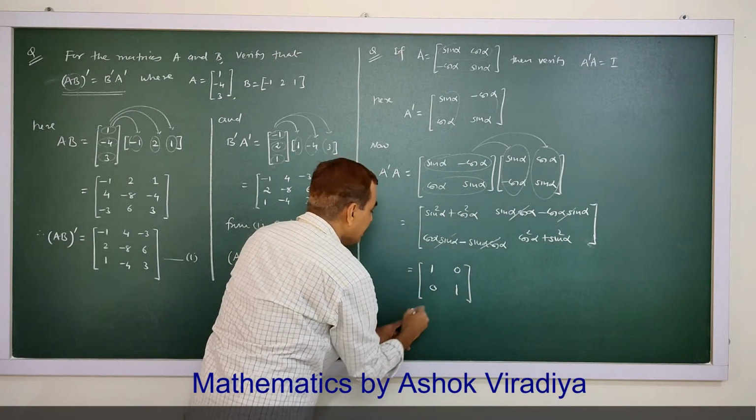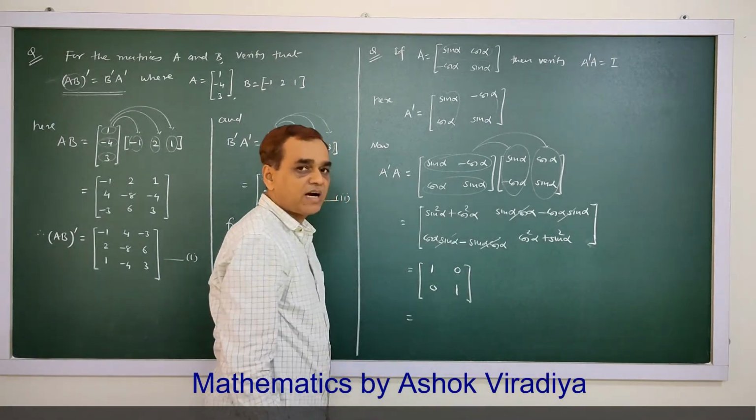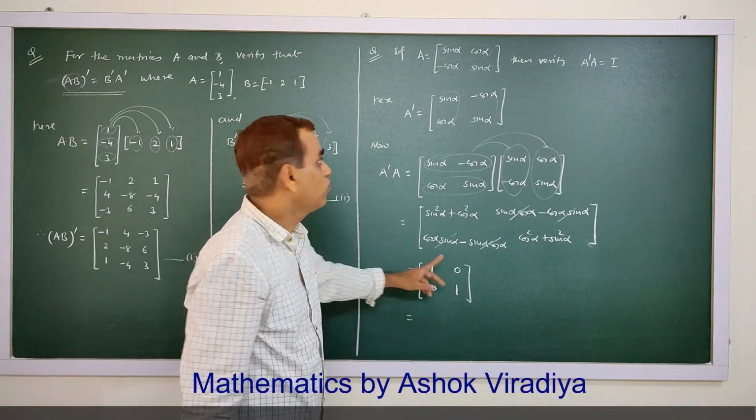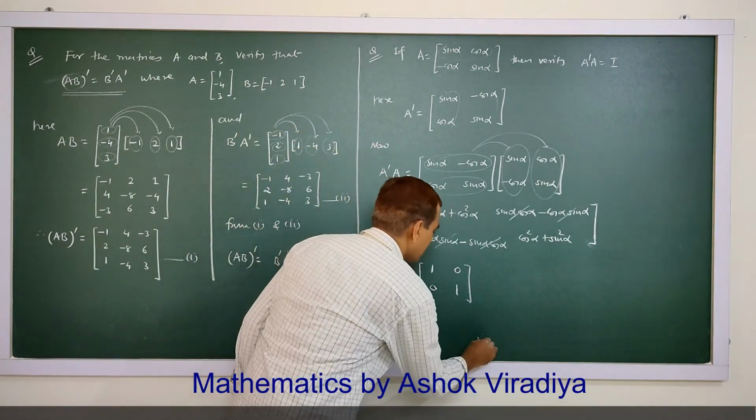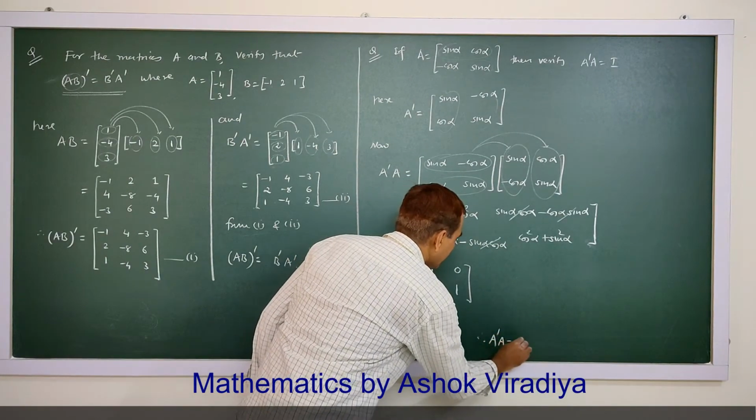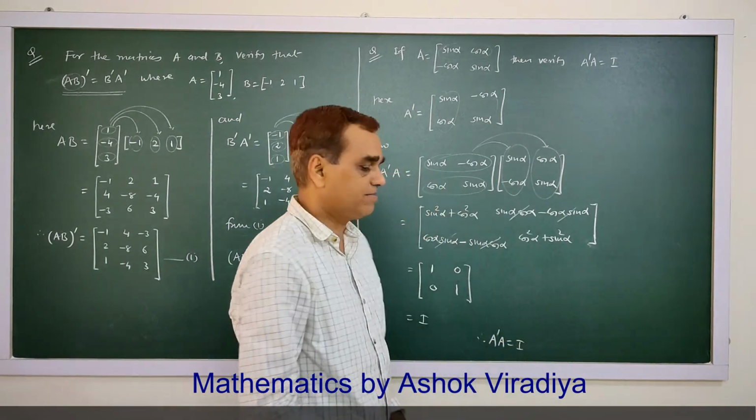And see, this is the identity matrix. Identity matrix of order 2. So it is I. Therefore, A dash into A is the identity matrix.